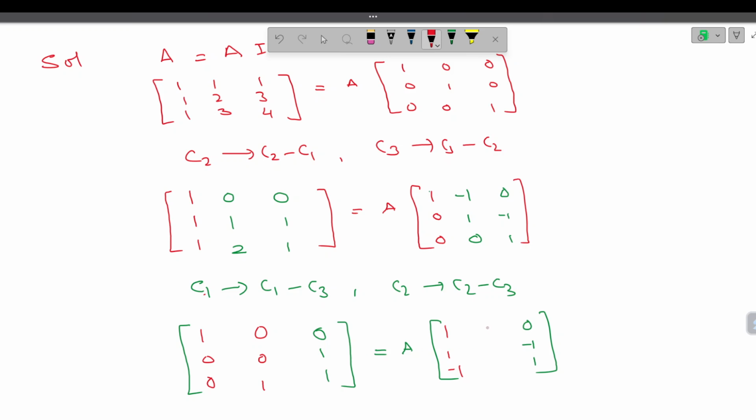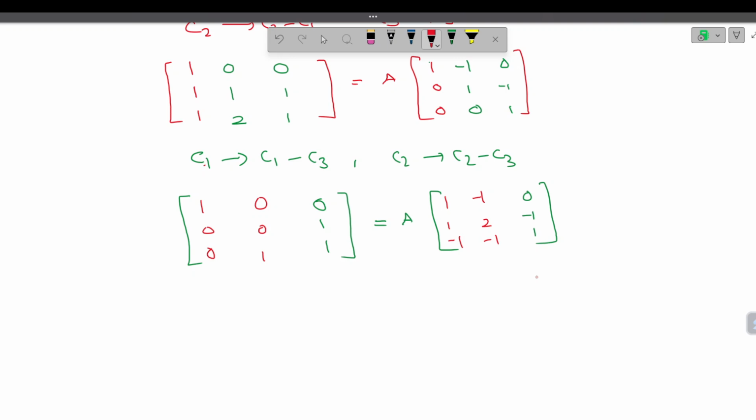And this one, C2 implies C2 minus C3. 1 minus 0 is minus 1. 1 minus of minus is plus 2. This is minus 1. What we have? What we have to do?